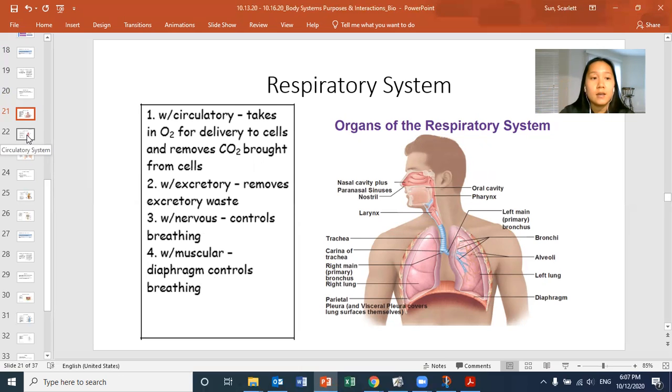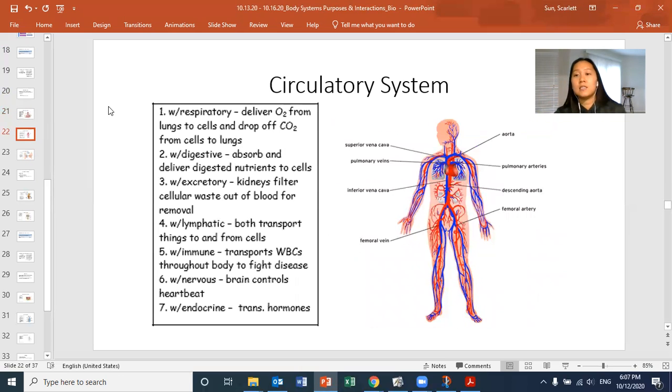Okay, so the next system in homeostasis is the circulatory system. And we know this plays a big role because it's what carries our blood around our entire body. So the circulatory system interacts with the respiratory system to deliver oxygen from the lungs to cells and drop off carbon dioxide from the cells to the lungs, right? You can't get the oxygen to the rest of your body from your lungs unless you have your circulatory system. And you can't get the carbon dioxide from your body to your lungs unless you have your circulatory system. It's like that subway system I talked about.